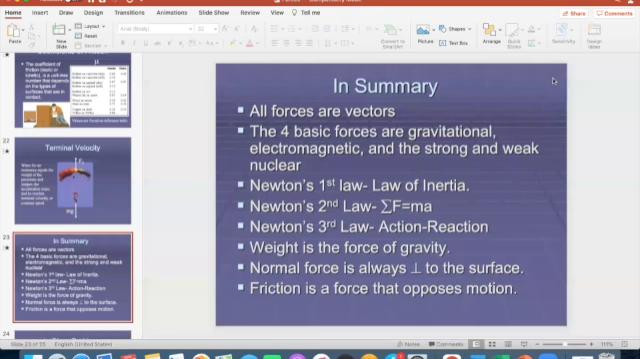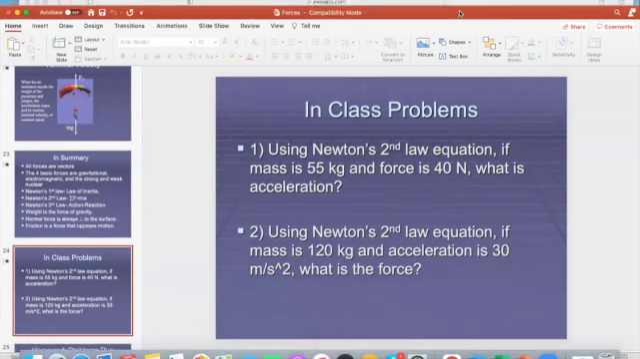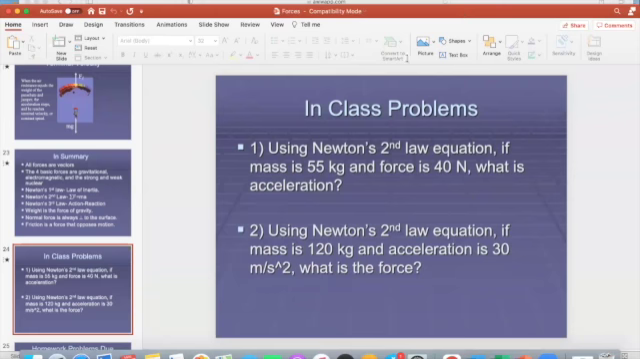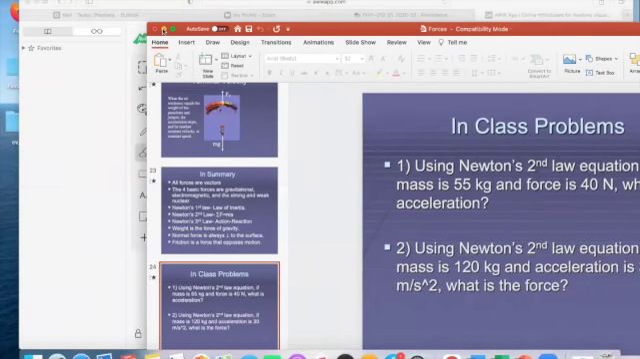All right, so let's work out a couple of problems. Number one: using Newton's second law equation, which is force is equal to mass times acceleration, if we have a mass of 55 kilograms and a force of 40 newtons, what is the acceleration? Let's go ahead and work this out.